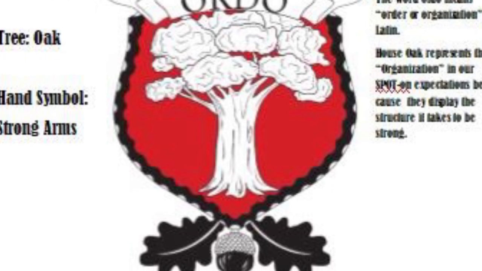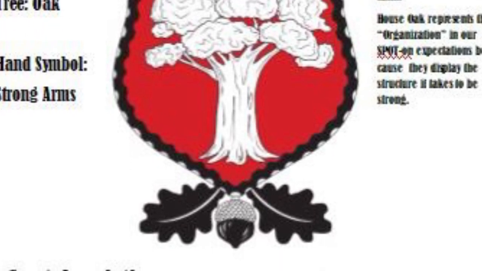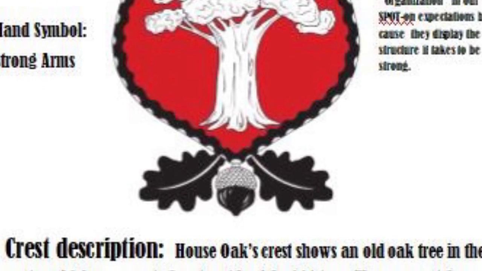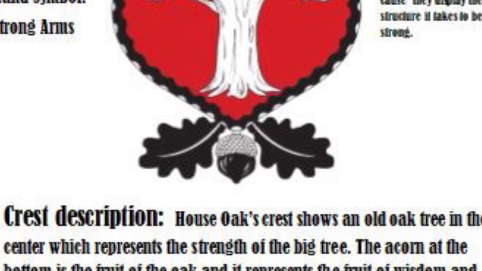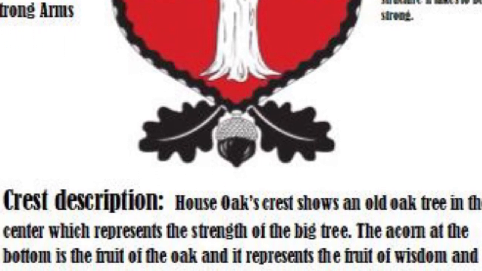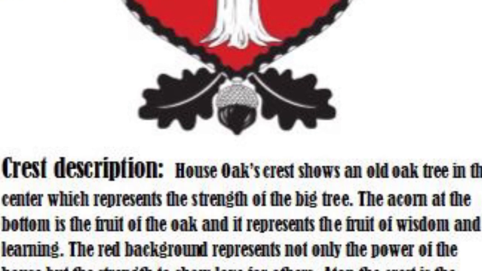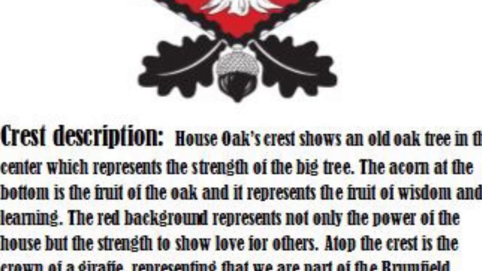The House Oak crest shows the old oak tree in the center, which represents the strength of the big tree. The acorn at the bottom is the fruit of the oak, and it represents the fruit of wisdom and learning. The red background represents not only the power of the house, but the strength to show love for others. Atop the crest is the crown of a giraffe, representing that we are all part of the Brumfield community.